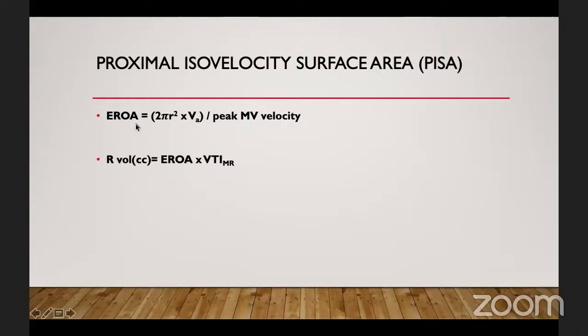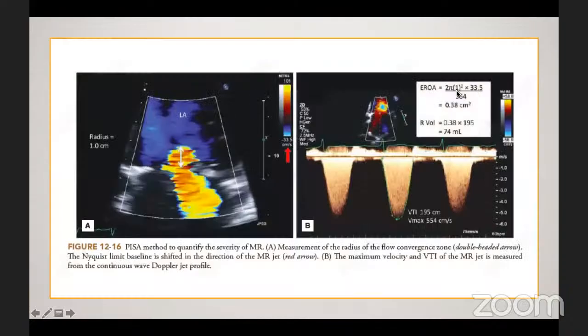So we have the radius, we measure the diameter, and we get the radius. So 2 pi radius squared, and the Nyquist limit, or the velocity, we know it in here, which is 33. So we know 2 parameters. Then we're going to do a continuous wave Doppler across the mitral valve, and we're going to trace the flow of the regurgitation. This is the flow of regurgitation away from the probe. That's why it's going down.